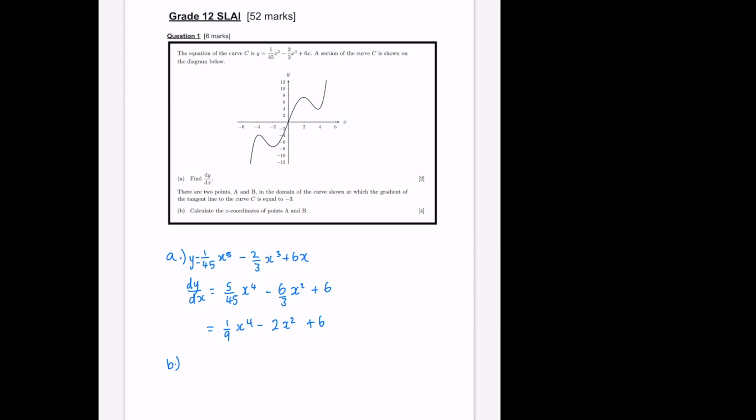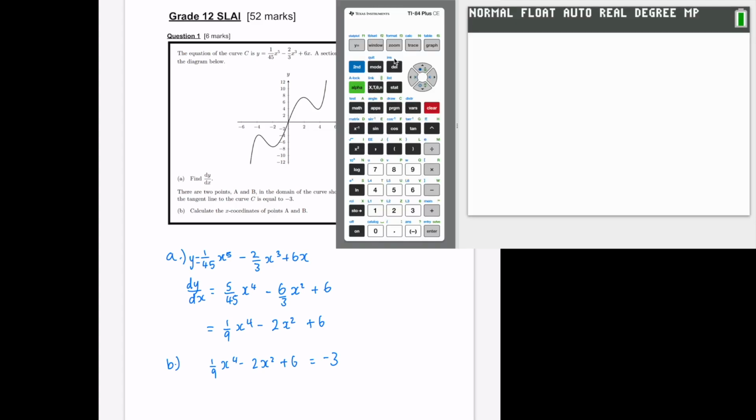So when I'm doing this, I'm going to first of all set the gradient equal to -3. So we know that the gradient, which is 1/9 x to the 4 minus 2x squared plus 6, my previous answer, is equal to -3. And if you'd written whatever your previous answer was equals -3, then you would have got that method mark. We're now rearranging that and trying to solve it. So we can actually do that straight away on the calculator.